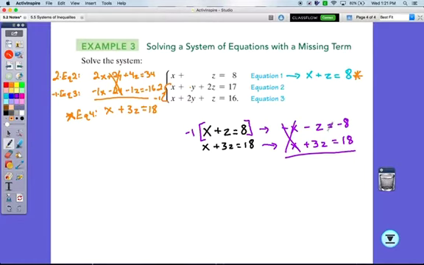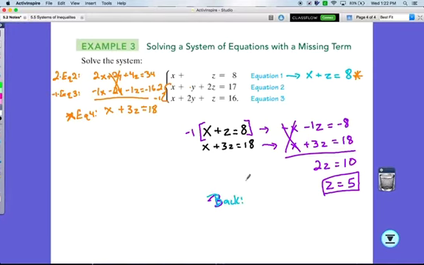The x's cancel out. Negative 1z plus 3z is 2z. Negative 8 plus 18 is 10. Divide by 2, I got z is equal to 5. If I plug that back into equation 1, back substitute. Okay, equation 1 here, since that just has x's and z's in it, I'm going to have x plus 5 is equal to 8. That means x has to be 3.